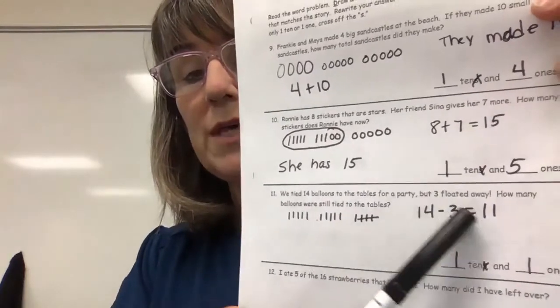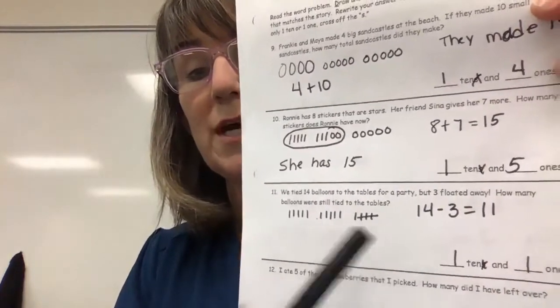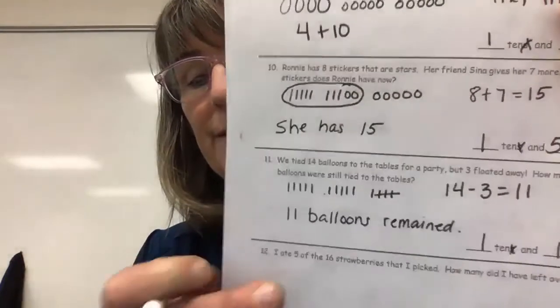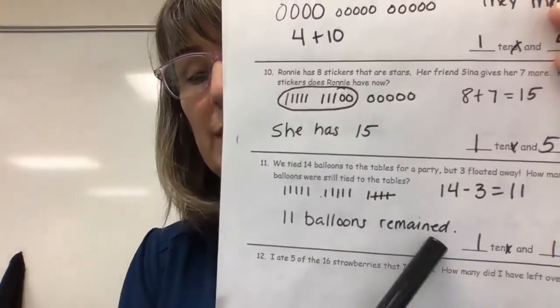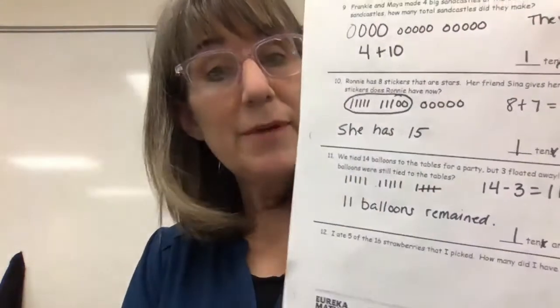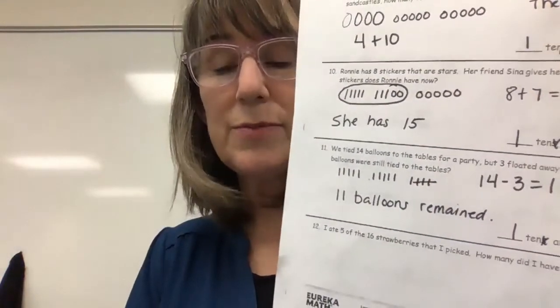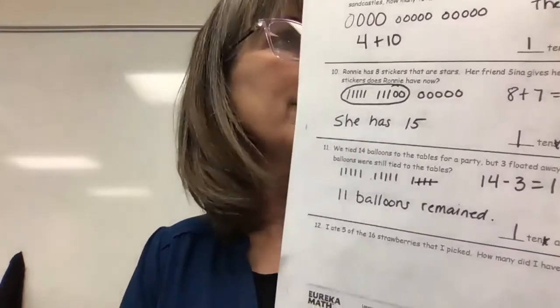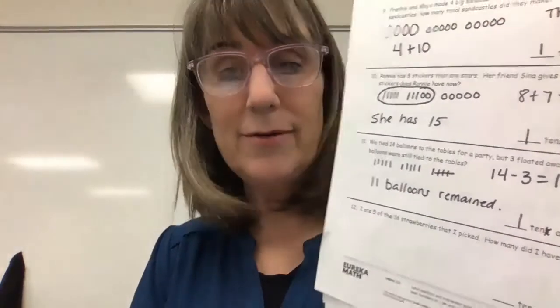So the question was, how many balloons were still tied to the table? 11 balloons remained. Balloons remained. That's your statement. Important. It's part of your equation. It's part of what's being asked of us. So we need to make sure we write it. Otherwise, again, you don't get all your credit. You want to do that, right?